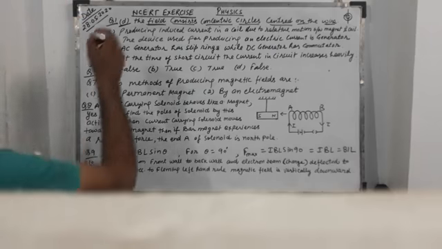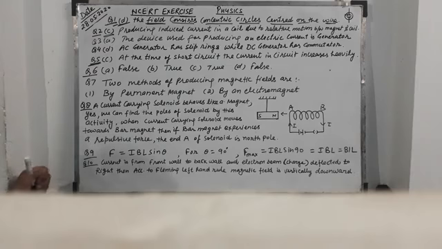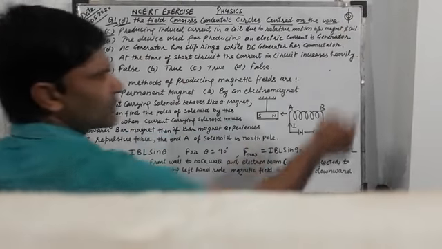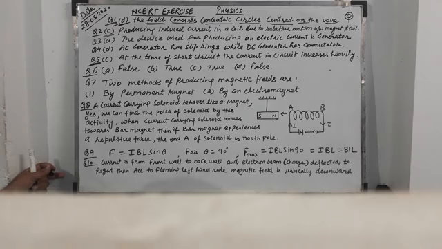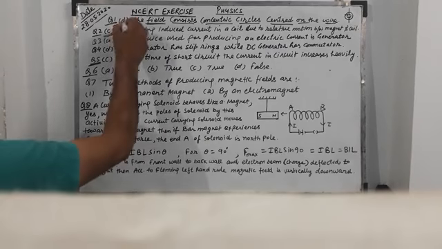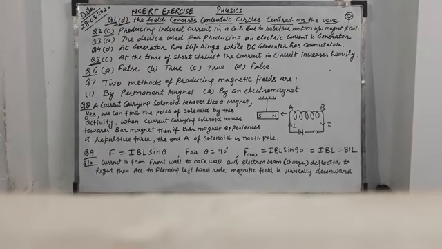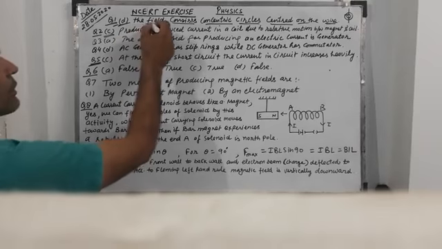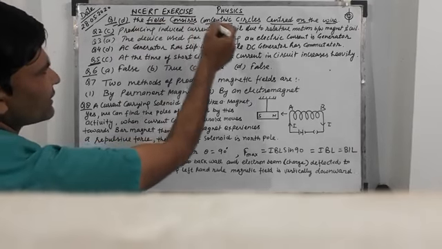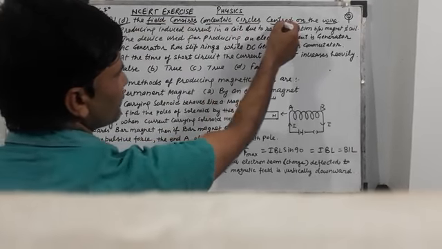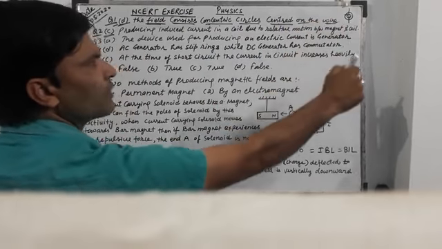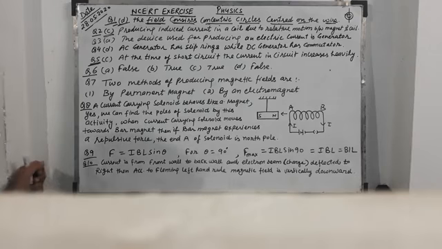In the first question, the question is asking about the magnetic field around a straight current carrying conductor. So option D is correct. The answer to the first question is option D. That is, the field consists of concentric circles centered on the wire, like this.